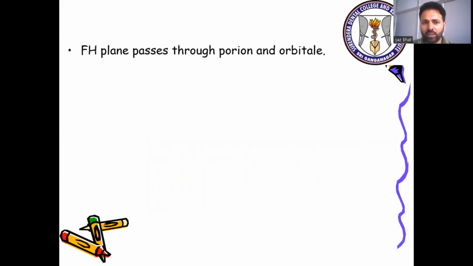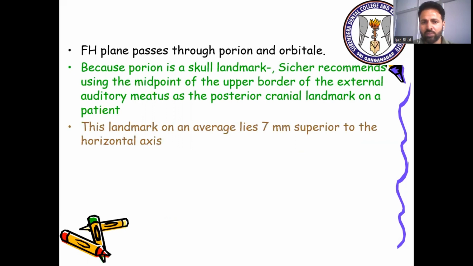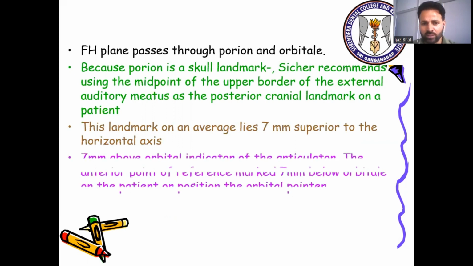Frankfurt horizontal plane passes through the porion and the orbitale. Because the porion is a skull landmark, Sicher recommends using the midpoint of the upper border of the external auditory meatus as the posterior cranial landmark on a patient. This landmark on an average lies 7 mm superior to the horizontal axis.